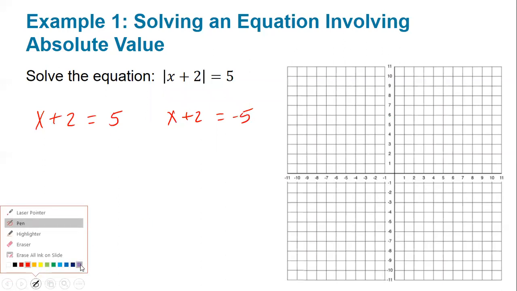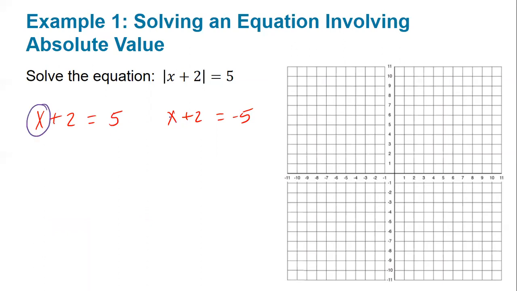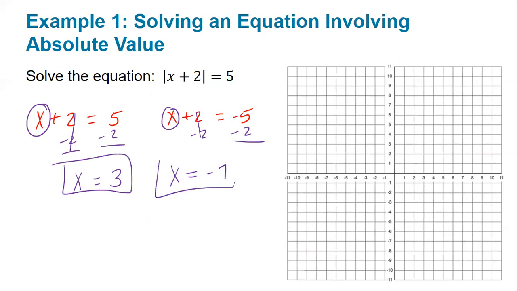Your goal is to get x by itself on both. So what do I need to do for both situations? Everybody's getting 2 subtracted, right? So my ending results would be x equals positive 3 and x equals negative 7. That's how you would do it algebraically.